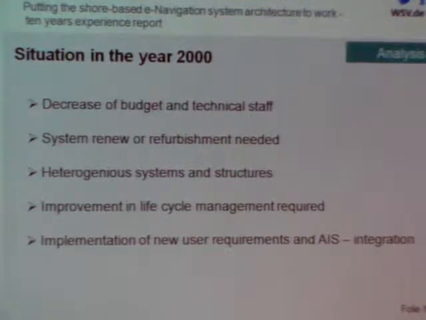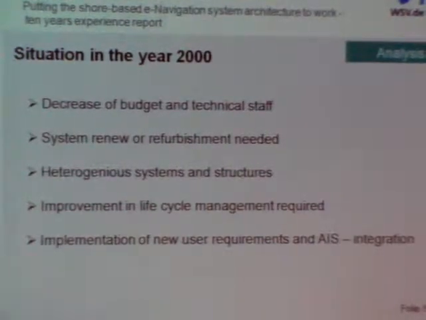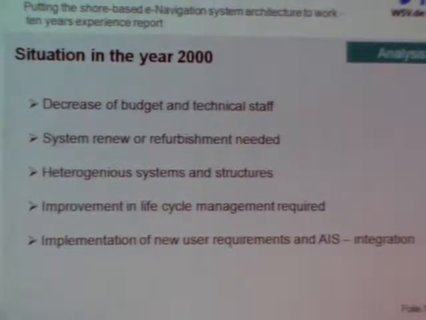So, what was the analysis? What was the situation in the year 2000? Decrease of budget and technical staff, the system had to be renewed or refurbished. We had heterogeneous system structures. We needed improvement of the life cycle management, and of course we had to integrate AIS and other user requirements, and we knew that there would come more and more and more.